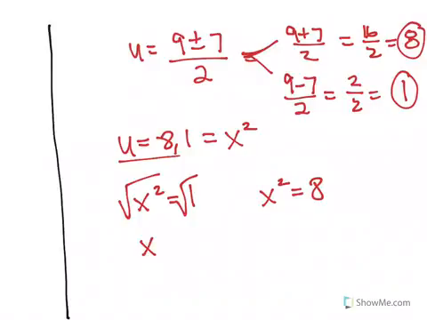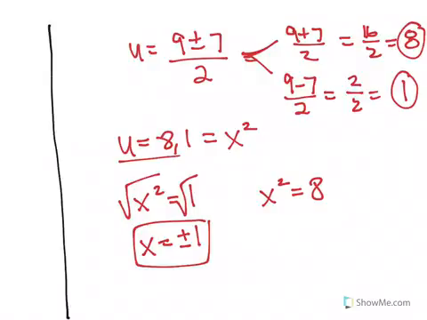So we get x equals, and remember, whenever we take the square root, we learned in this unit, it's plus or minus the value. The square root of 1 is just 1. So we have these answers here.